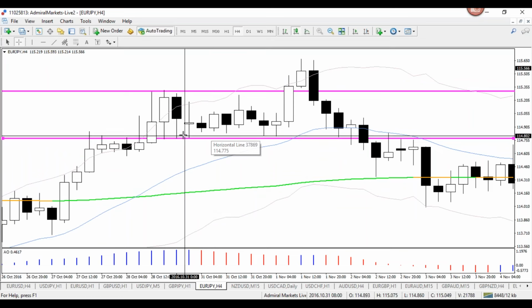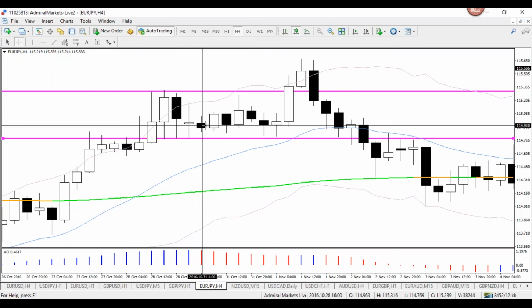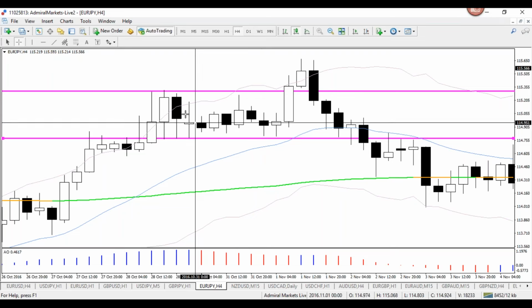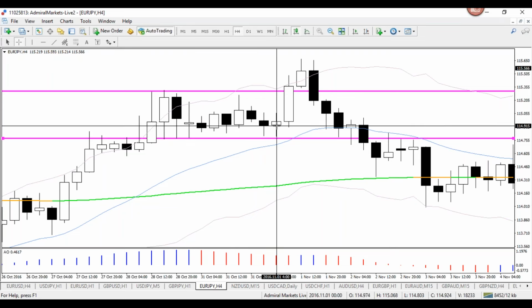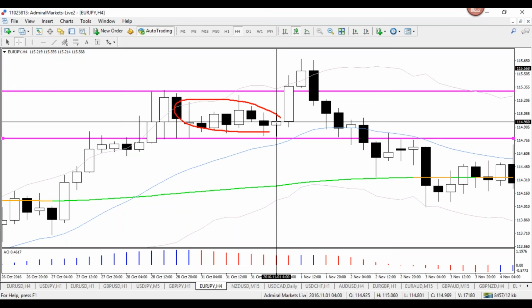So, you know, this is an area where these candles are bearish and bullish, but they're really small. What we can derive from that info is that these are small candles. Maybe not as important, therefore.